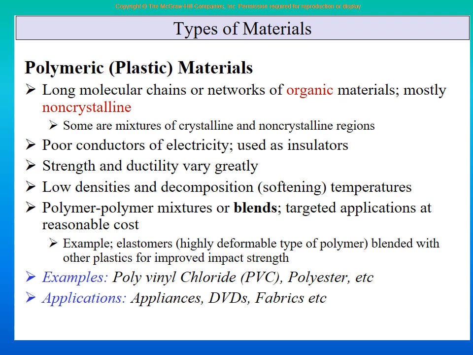But metals naturally form into crystals. Polymers naturally do not form into crystals. But when we say mostly non-crystalline, it means that sometimes even in polymers there is a chance that a small crystallinity is there, right? So this is what we are saying. Then they are bad conductors of electricity, so they are very good for insulation, right?